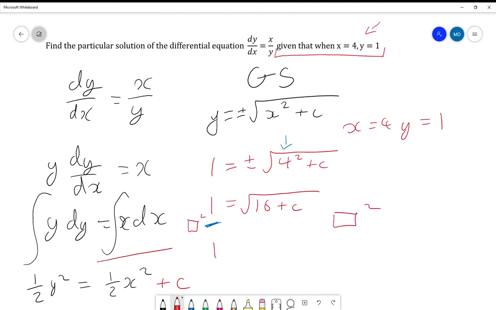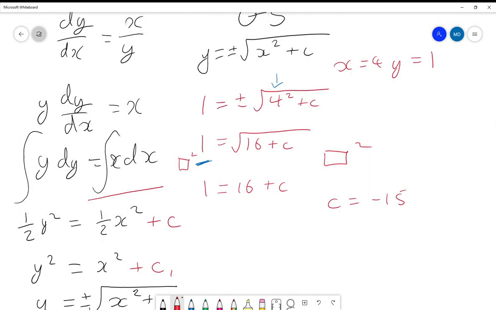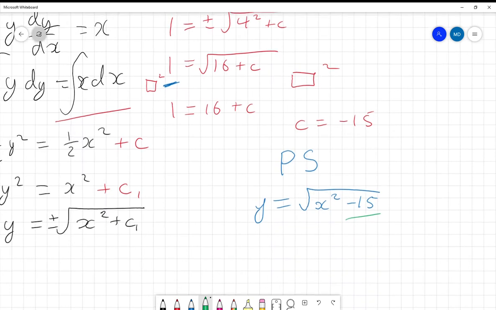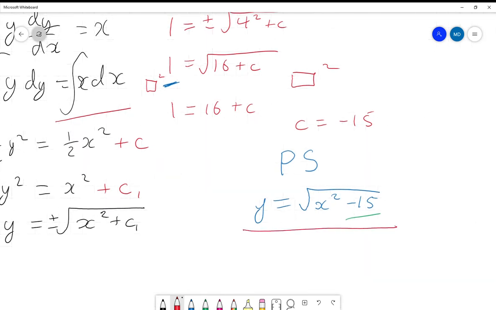And I get 1 is equal to, because 1 squared is 1, 16 plus c, and that tells me that c is equal to negative 15. And now I've got my particular solution. y equals the square root, and remember we worked out it had to be positive from our initial conditions, square root of x squared minus 15, because my c value turned out to be minus 15. And that is a particular solution. There is only one curve that satisfies that equation. And so this is the single solution to this differential equation.